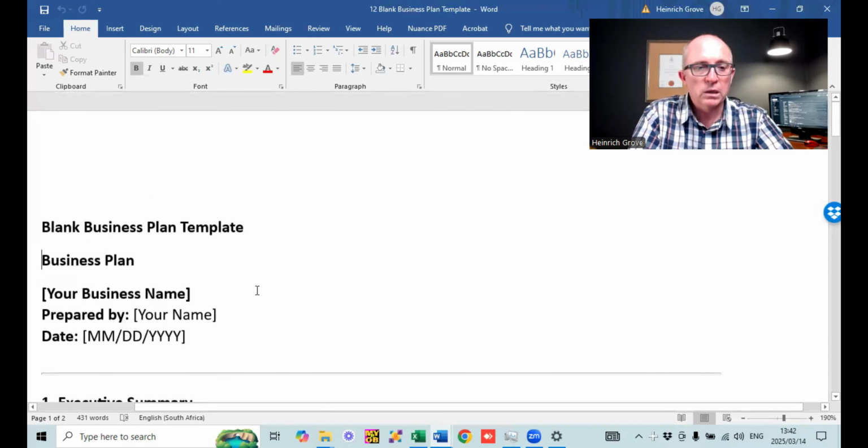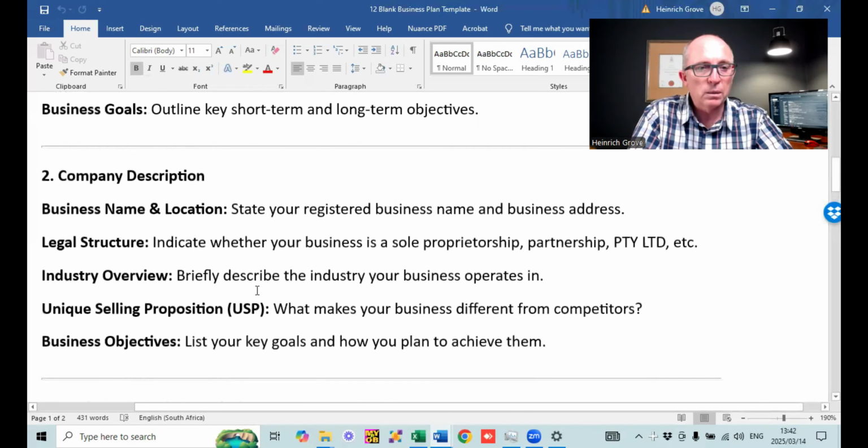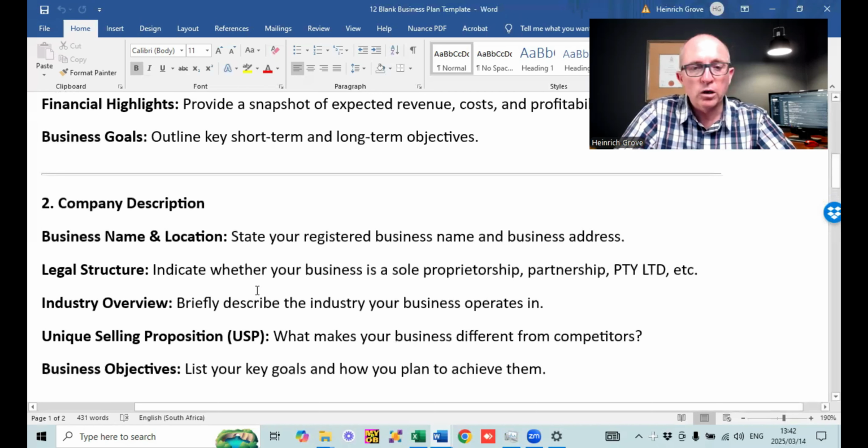So business plan, the executive summary is supposed to be just a very short, high-level summary of what is included inside your business plan. Company description is going to be under point number 2. So the business name and the location, to state where the registered business is.